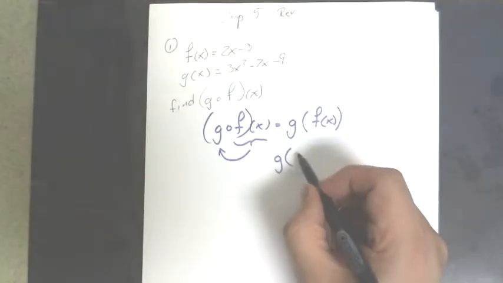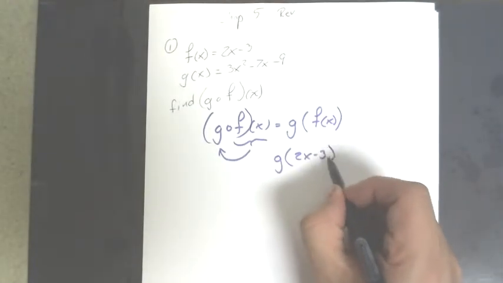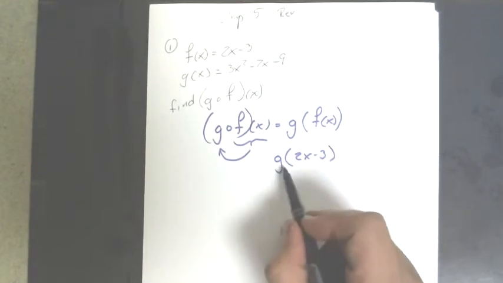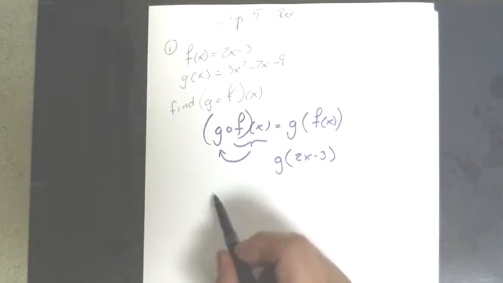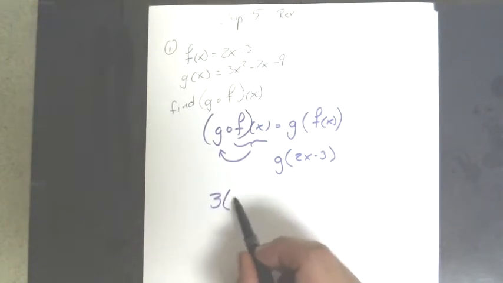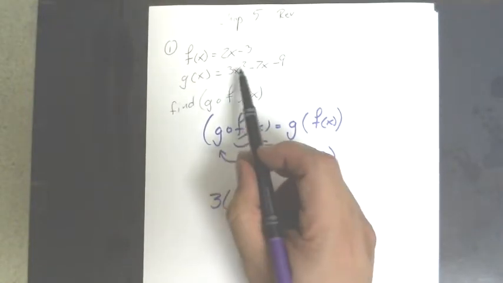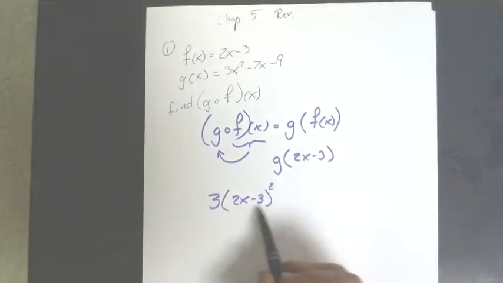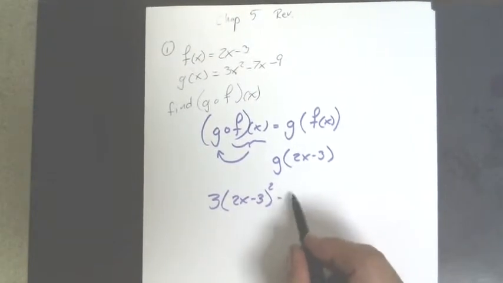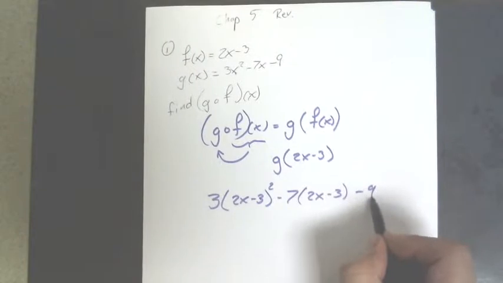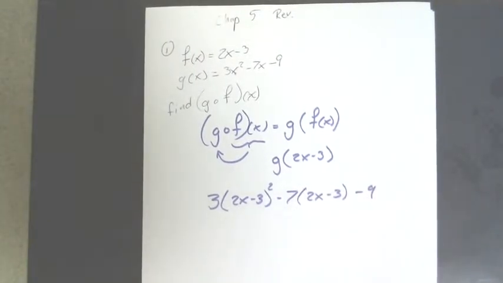F of x is equal to 2x minus 3. So those are interchangeable. So that 2x minus 3 has to go into g. Well, g says take 3 and multiply by your input squared, so 3 times that input squared, minus 7 times the input, minus 9. And then it just comes down to simplifying.